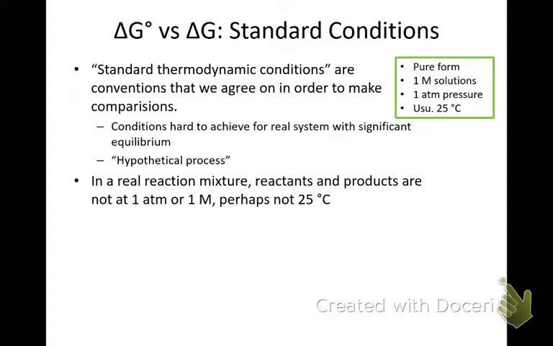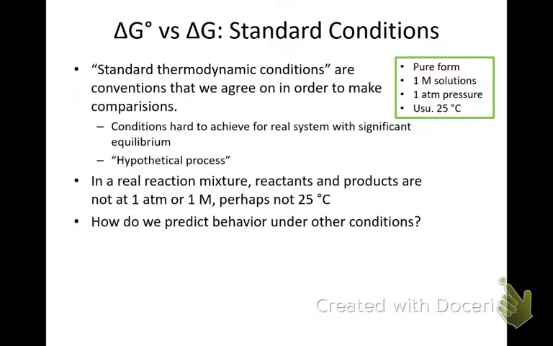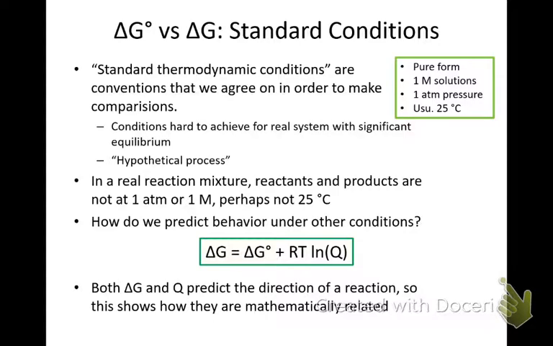In a real reaction mixture, we don't necessarily start with 1 atmosphere of each of the components or 1 molar, and perhaps we're not interested in 25 degrees C. So, how do we determine what delta G is going to be under those non-standard conditions when what we know about are the standard conditions? We have an equation for that. Delta G equals delta G under standard conditions plus RT ln Q.